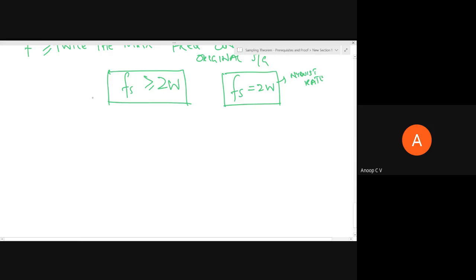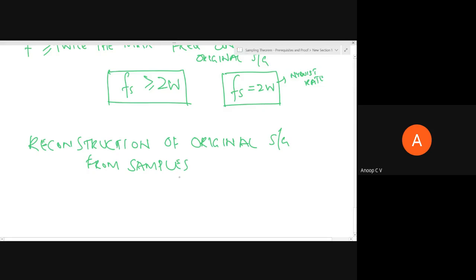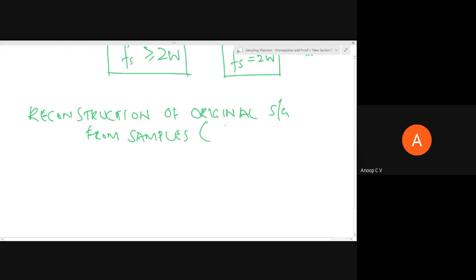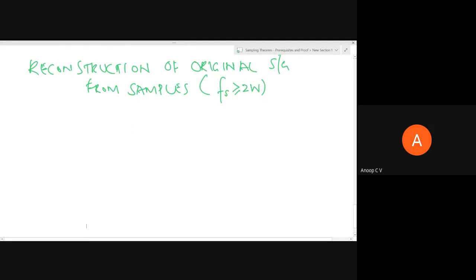So now we will discuss reconstruction, how to reconstruct the original signal from samples. This is possible only when fs is greater than or equal to 2w. If fs is less than 2w, this is not possible. So from now on, we'll be assuming fs is greater than or equal to 2w.